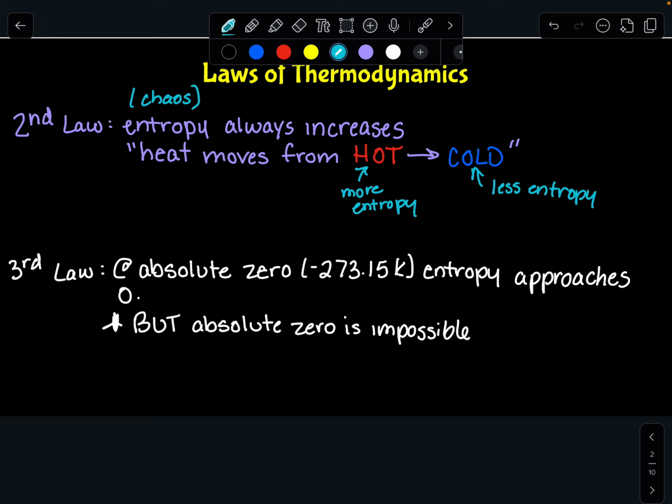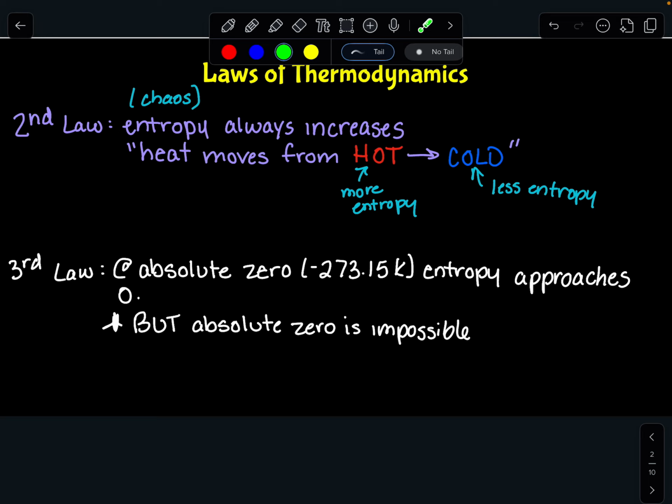And this is going to continue to happen until they both reach the same temperature and therefore have equal amounts of entropy. And finally, we have the third law of thermodynamics, which states that at absolute zero, so super, super cold, entropy approaches zero. And this makes sense, right? We just got through talking about how cold objects have less entropy. So theoretically, if I could cool something down so much to its absolute zero, then that entropy would also lower all the way down until it's practically nothing.